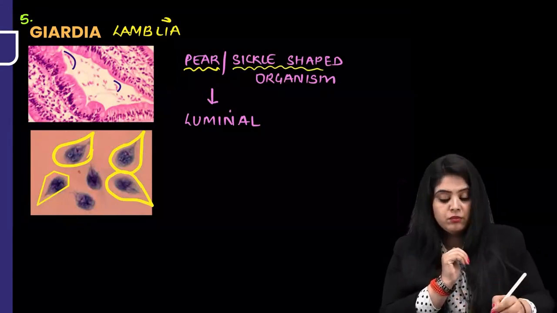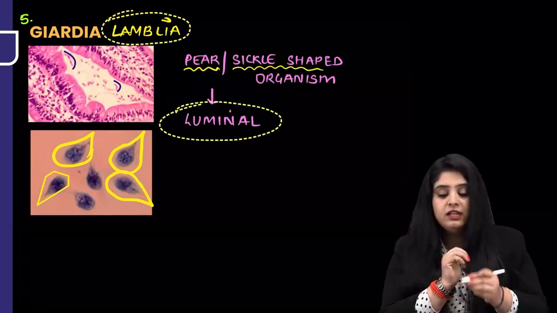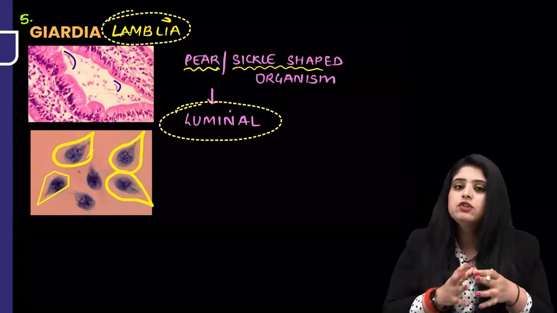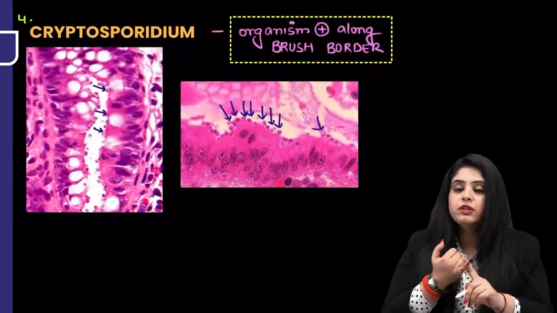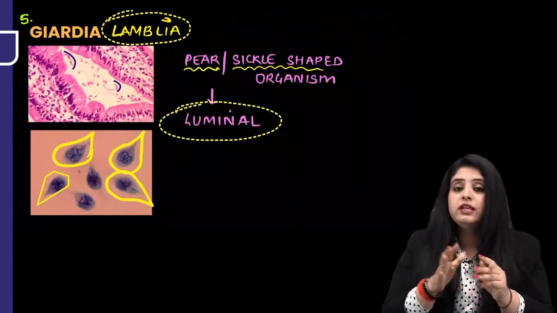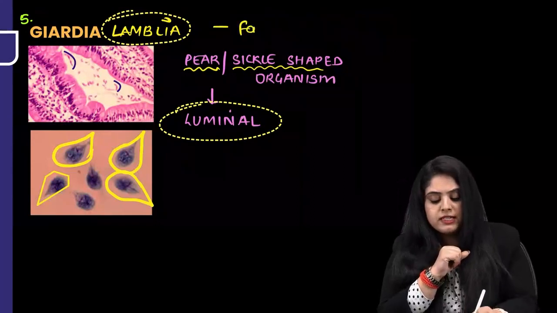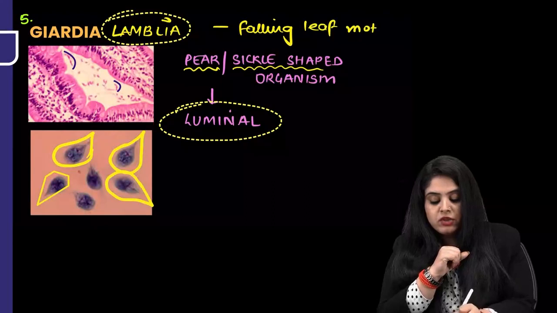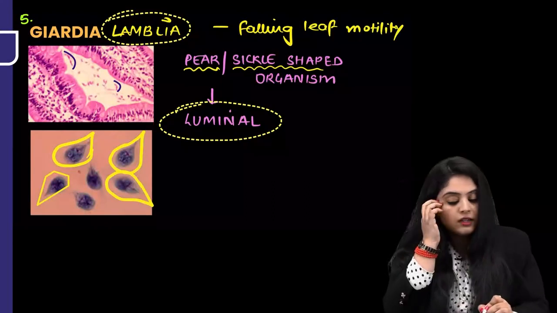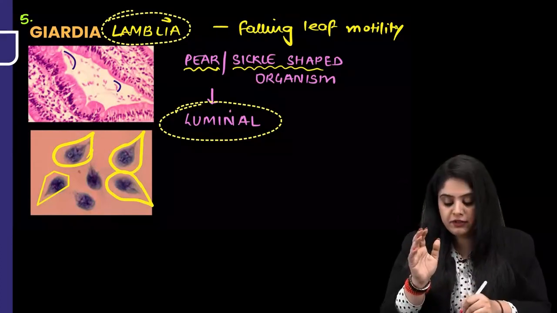And where is it present? Most important, lamblia is in the lumen. Please remember, lamblia is going to be in the lumen. Very, very important. The location of these is important. Remember, Cryptosporidium is along the brush border, and Giardia lamblia is going to be floating in the lumen. Do you remember what in microbiology was its motility? It had the falling leaf motility. Very important question of microbiology that you have to know. Sorted. We are done with all the different malabsorptions.